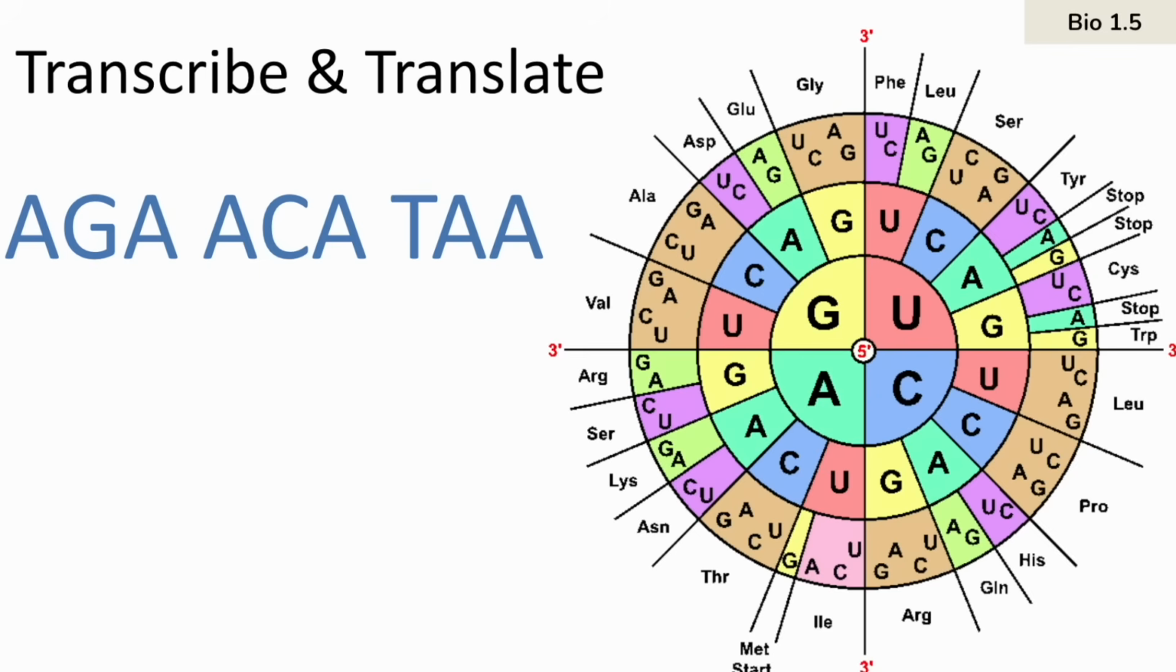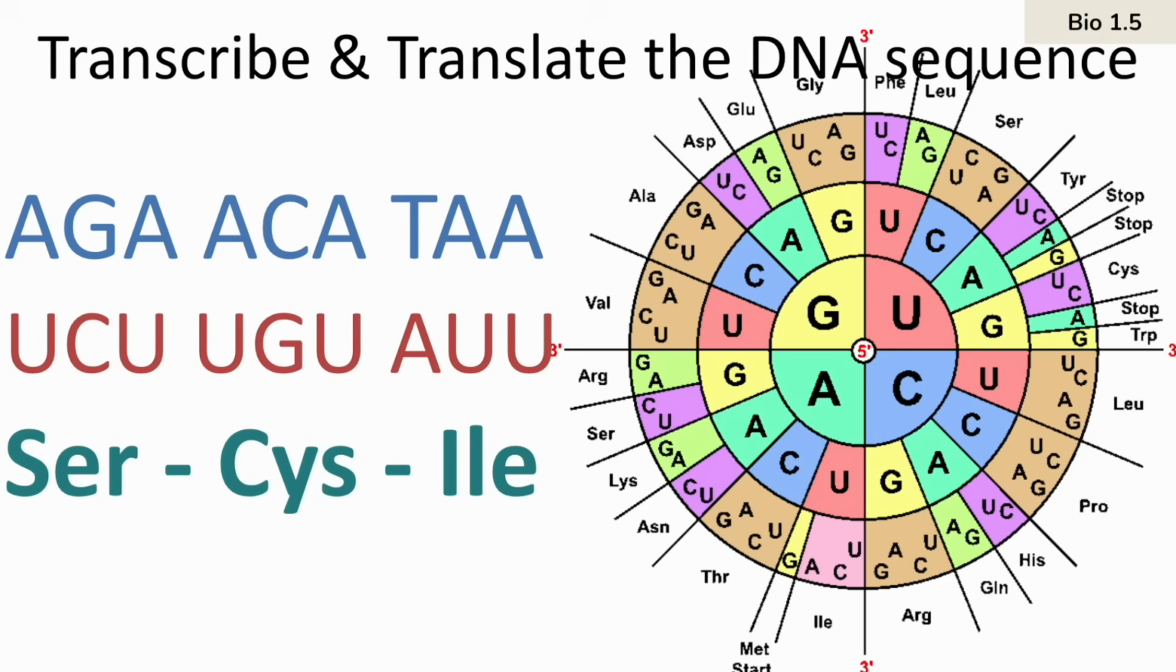Now let's do it all from DNA. So start with the DNA, make it RNA, and then try to find the amino acids that correspond to the RNA sequence. If you want to pause the video, go ahead and do it now. The correct answer is shown here. Here's our RNA sequence, and here are the amino acids that come from that RNA sequence.